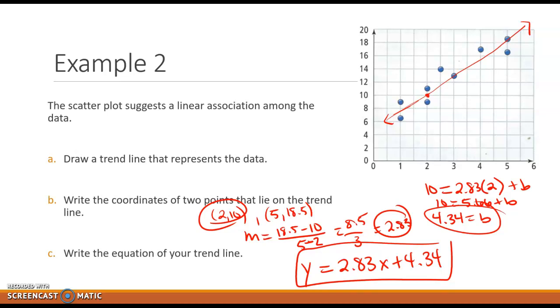In the next video, we're going to talk about using lines of best fit. So we're going to write equations and then use those equations to help us predict.